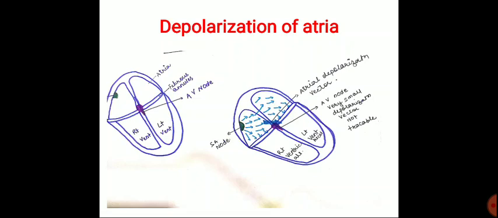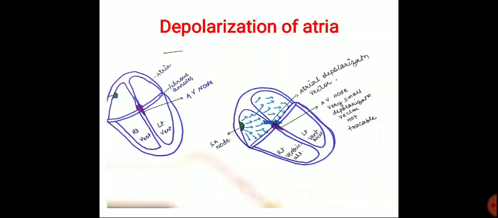Now the second electrical event is the stimulation of the atrioventricular node. Current passes very slowly through the AV node, which is specialized in slow conduction of depolarization. Because in the AV node many small cells are present, and these small cells are arranged in such a way that they do not allow the impulses to pass very fast.